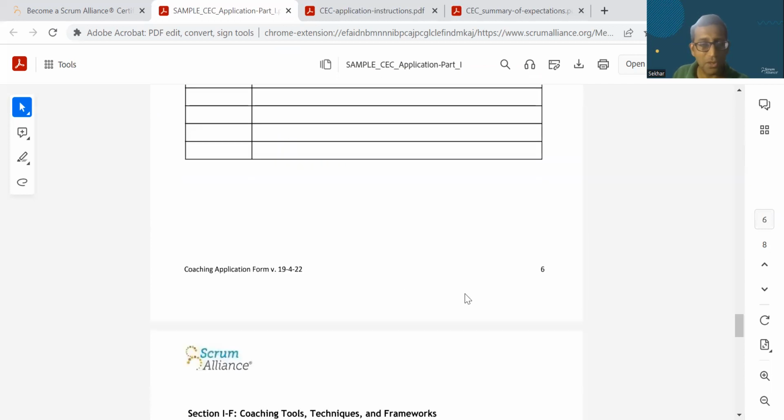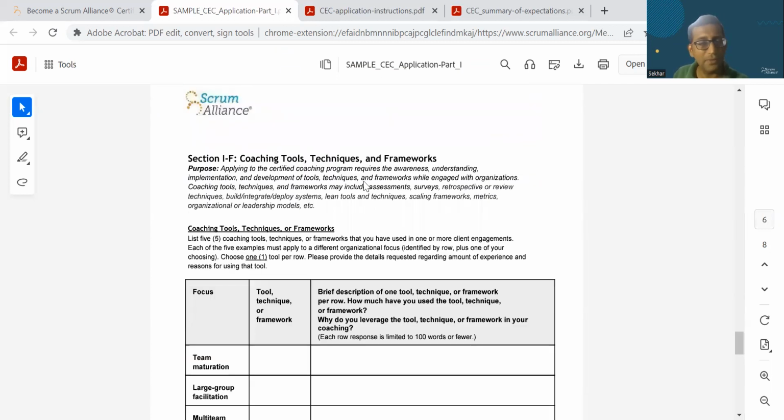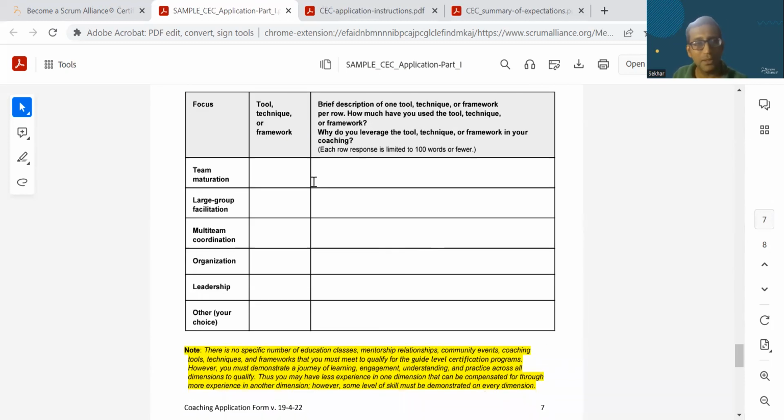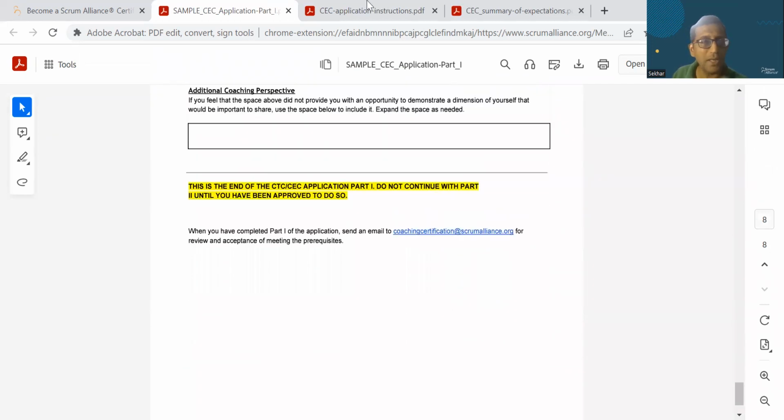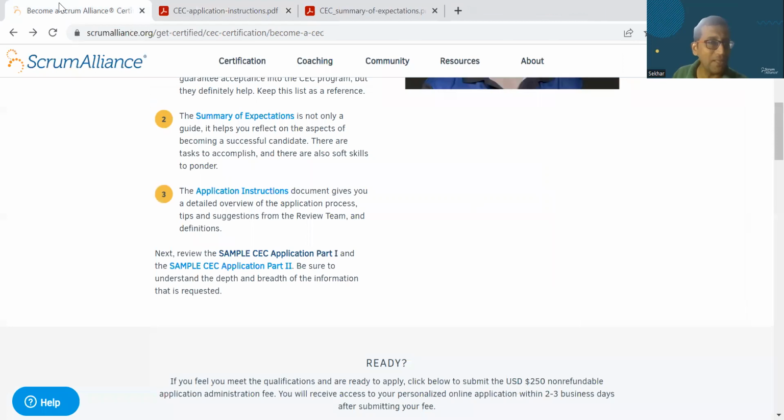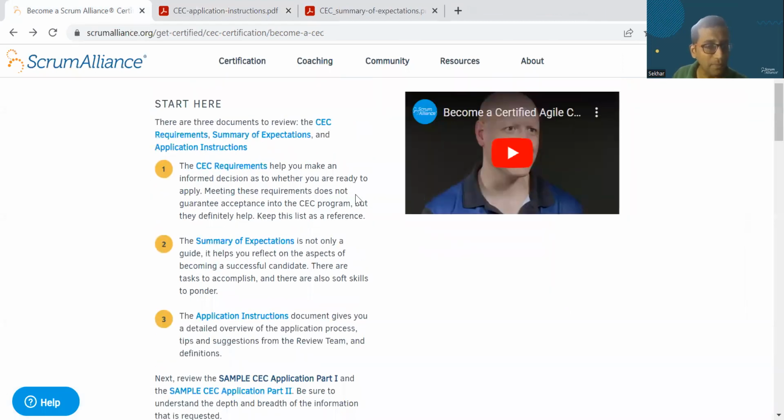After that, there are the coaching tools, techniques, and frameworks that you can list here: team maturation, large group facilitation, multi-team coordination, organizational leadership, and any others. We want you to write a brief description here. So this is part 1 of the application. Let's go to part 2.